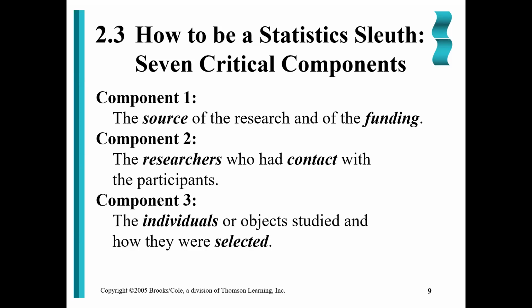Component three, the individuals or objects studied and how they were selected. That's very important, right? Is this observational? Is it an experiment? Were they volunteers or were they randomly selected? That's component number three.